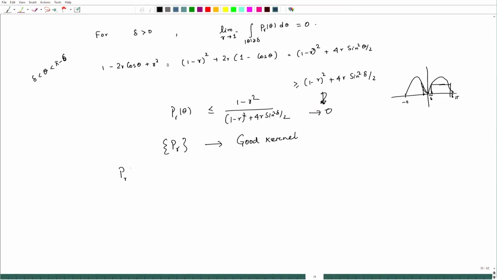Welcome back. In the last lecture, we have seen that the family P_r(θ), which is defined to be the summation of r^|n| e^{inθ}, satisfies all three properties of being a good kernel. So, this P_r(θ) is called the Poisson kernel.